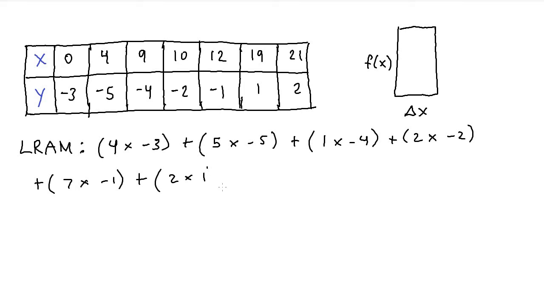Since we're doing LRAM, we're not going to include the final y value, and when we do RRAM, we're not going to include the leftmost y value, since we're starting from the rightmost endpoint and going to the left. So when you add this up, you should get an area of negative 50 units squared.